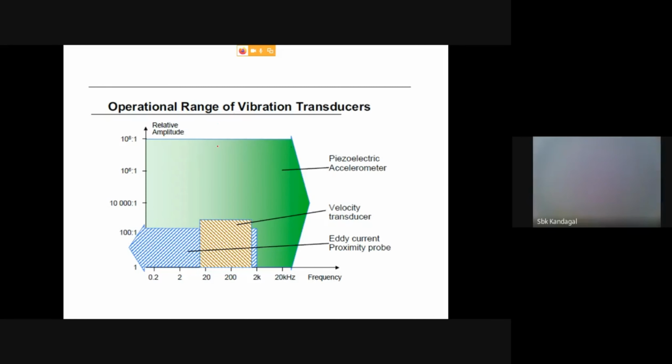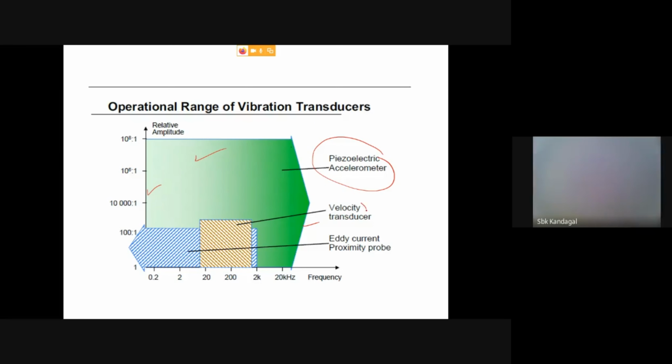Whenever you look at the transducers, they are typically in the form of accelerometers. A piezoelectric accelerometer has a wide bandwidth, from the lower to the higher frequency range, as low as 0.1 hertz up to 20 kilohertz. We have a wide bandwidth. This is one important application of these piezo sensors.